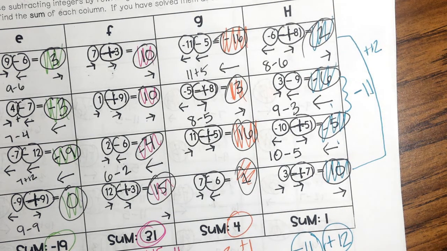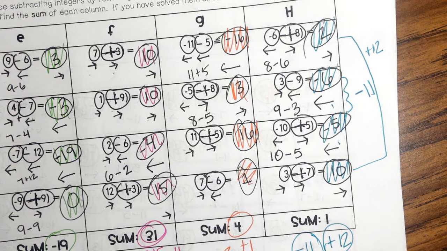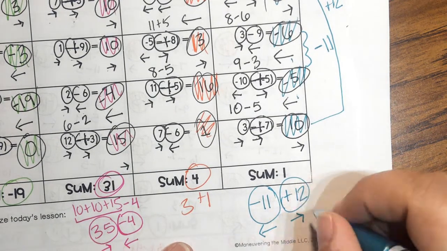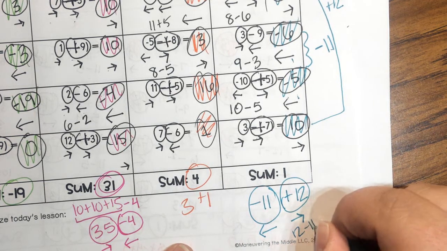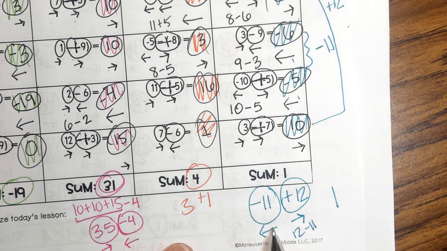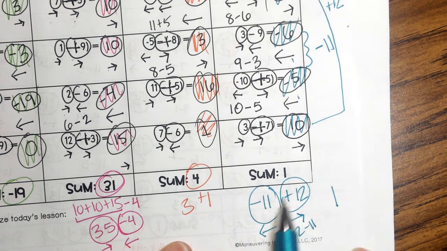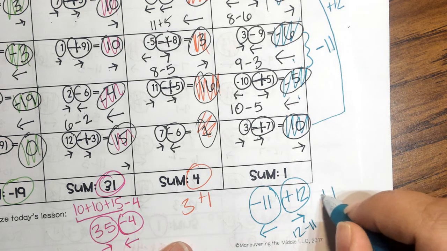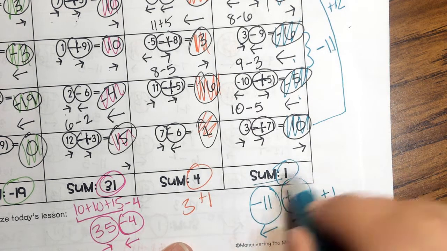Negative 11 goes left, positive 12 goes right. Those are different directions, so I'm finding the difference between 12 and 11, which is 1. And we're going 11 to the left, but 12 to the right, so we went more to the right. The final direction is right, which means this is a positive 1, and that's what we should have gotten.